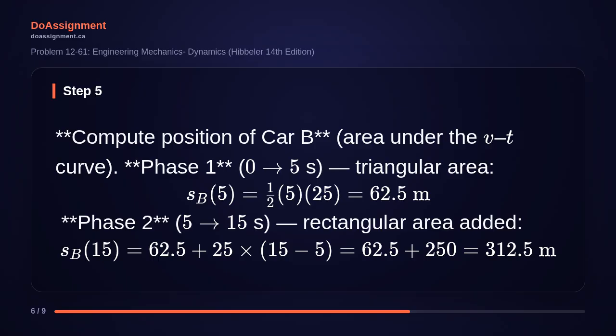For Car B, the triangular area from 0 to 5 seconds is 1/2 times 5 times 25, which is 62.5 meters. From 5 to 15 seconds, the rectangular area is 25 times 10, which is 250 meters. Total distance for Car B at 15 seconds is 312.5 meters.